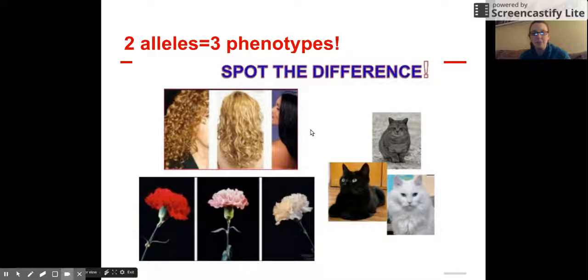All right, and here's some more examples, okay? Two alleles, so it would be like R and R1. If you guys can see, we've got a curly hair trait and a straight hair trait, and when we mix them together, the heterozygous would be wavy hair, okay? Black cat, white cat, the heterozygous may be a gray cat. Red and white, heterozygous would be a pink, okay? So instead of one being dominant and one being recessive, and those are the only two we see, when we mix them together, we get one new phenotype.